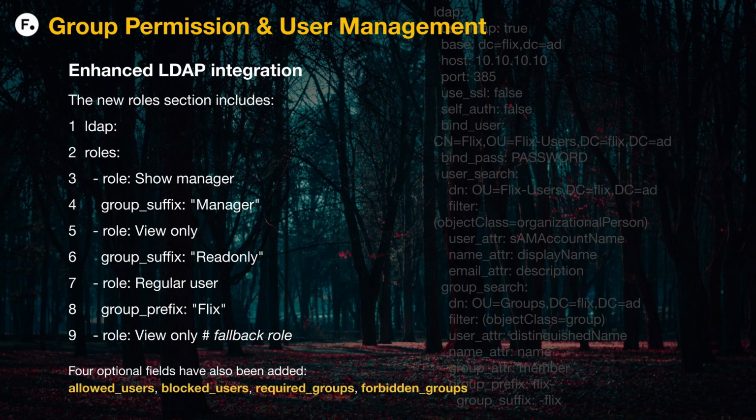LDAP allows Flix admins to add permissions in Flix based on which group a user belongs to in the LDAP/AD. With the latest LDAP updates in Flix 6.5, LDAP groups can be used to automatically assign group to role pairs. This is done by a new YAML section within the LDAP section, roles. Flix reads all configuration options, including LDAP authentication, from a config.yml file. It's stored in the same directory as the Flix server is installed by default. 4 optional fields have also been added: allowed users, blocked users, required groups, and forbidden groups. For more information, please refer to the Flix user manual.